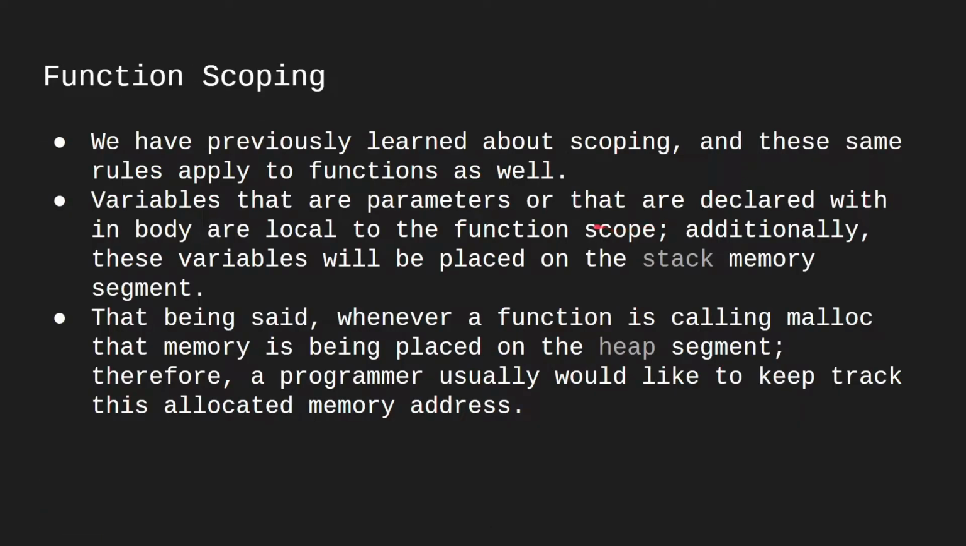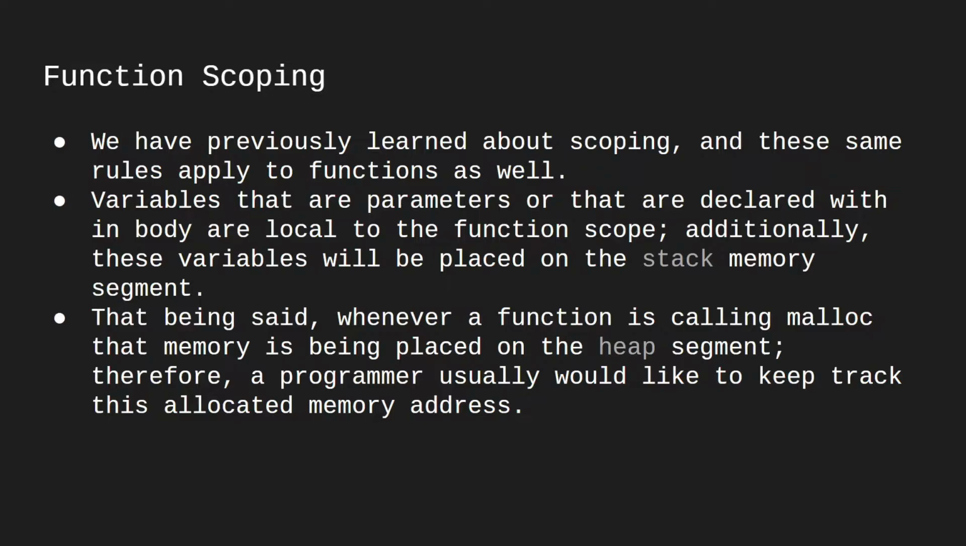Function scoping. We previously learned about scoping, and the same rules apply to functions as well. We talked about it during the scoping lecture, and we said that we would discuss more about functions and function scoping. Variables that are parameters are declared within the body of a local scope to a function. So a parameter is only defined within the scope of that particular function. These variables will be placed on the stack memory segment.